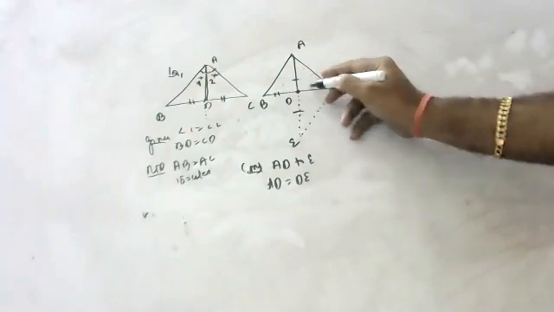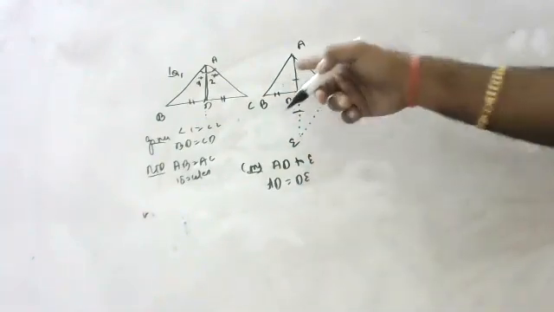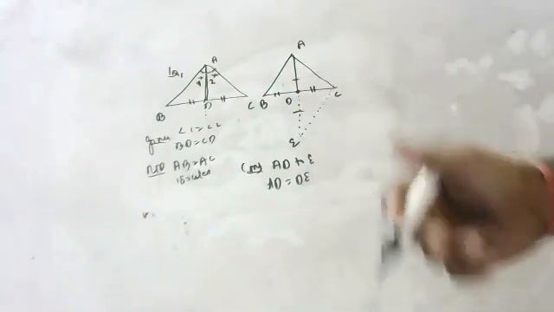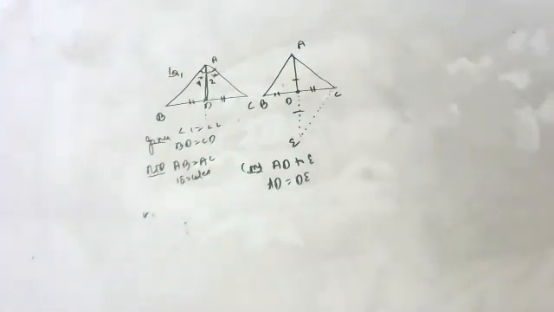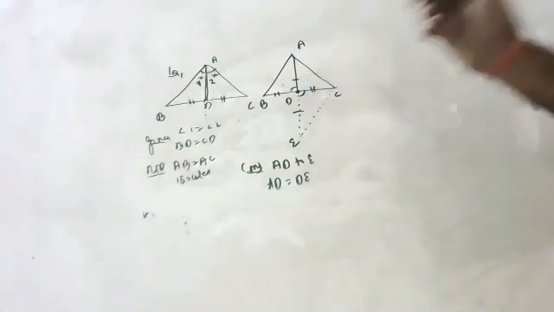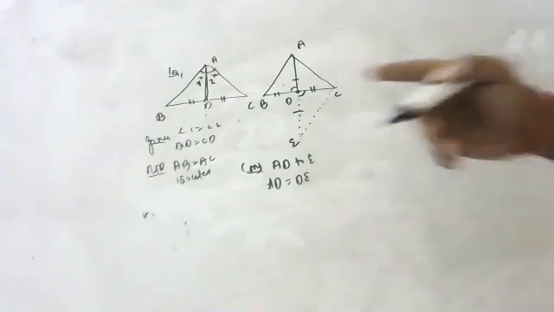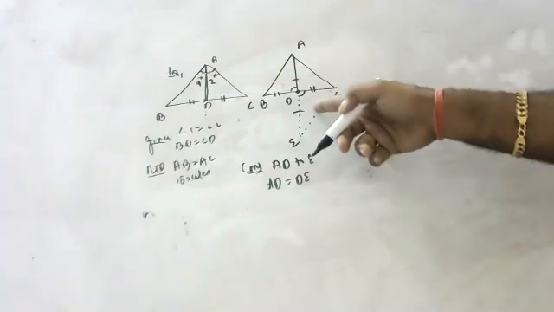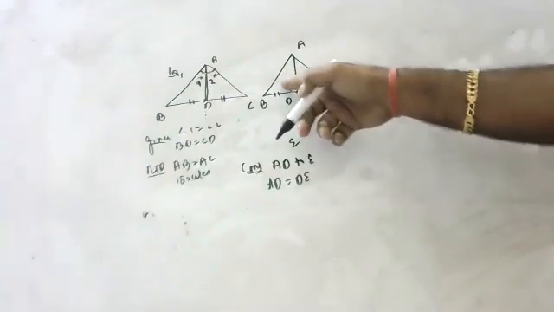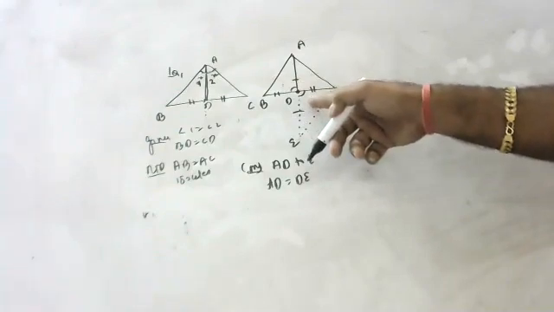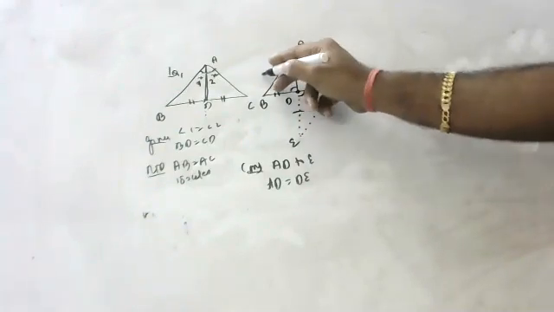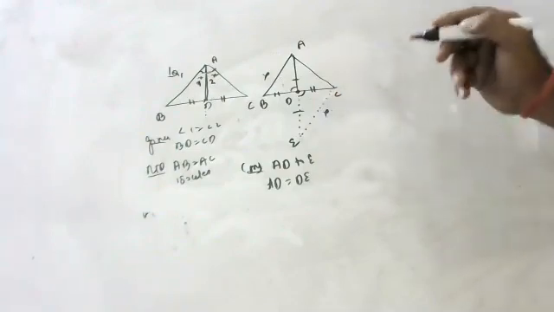Children, this is equal to this. Why? He already gave. This is equal to this. Why? By construction. This is equal to this. Why? These both triangles are congruent. If these both triangles are congruent, what we can say, children? By CPCT, this side is equal to this side.